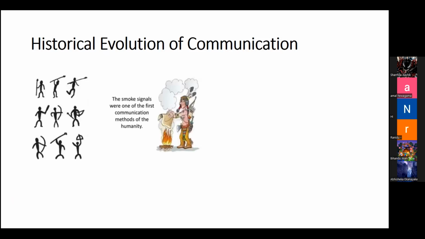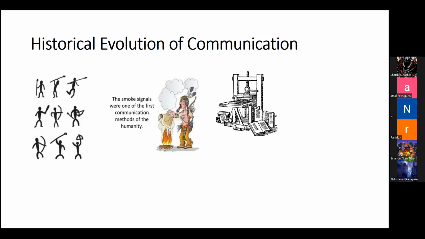And humans have used primitive methods like bonfires, smoke signals, and fire signals in order to communicate to other humans at distances, right? And with the invention of printing presses, humans have been able to convey messages, to communicate to the masses, right?